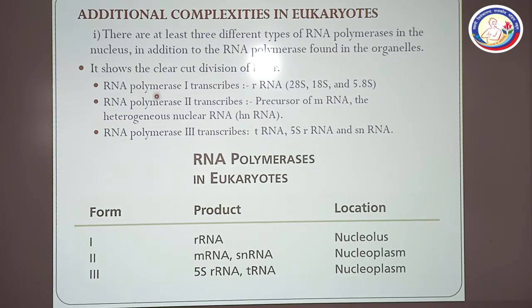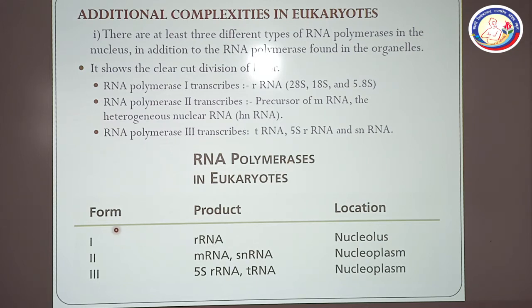What are the roles of the different RNA polymerase enzymes? You can see RNA polymerase first, RNA polymerase second, RNA polymerase third. RNA polymerase first transcribes the rRNA, and there are different types of rRNAs in eukaryotes: 28S rRNA, 18S rRNA, 5.8S rRNA. On the other hand, RNA polymerase second transcribes the precursor of mRNA, the heterogeneous nuclear RNA, also known as hnRNA. While RNA polymerase third transcribes the tRNA, 5S rRNA and snRNA. So you can see the division of labor.